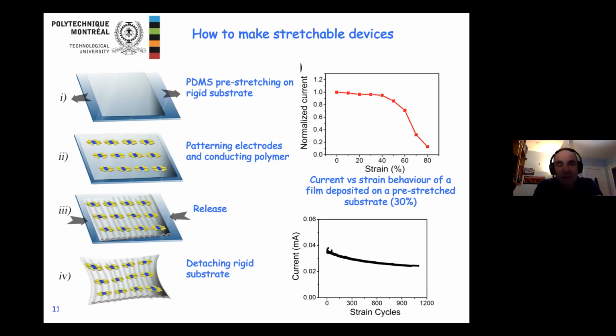And on the right here, you can see the advantages of this configuration. On the top, there is a plot of the current versus strain. This is for a buckled substrate. You can see that if the substrate is buckled, you can actually apply 40 or even about 50% strain on the device, on the substrate, on the film, without seeing any change in the current. So this means that by modifying the substrate properties, you actually achieve a device which is stretchable. And you can see also on the lower part of the graph that these stretching cycles can be repeated up to 1,000 times without seeing any significant change in the current.